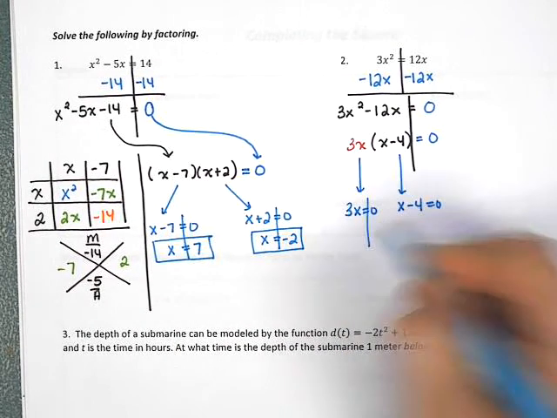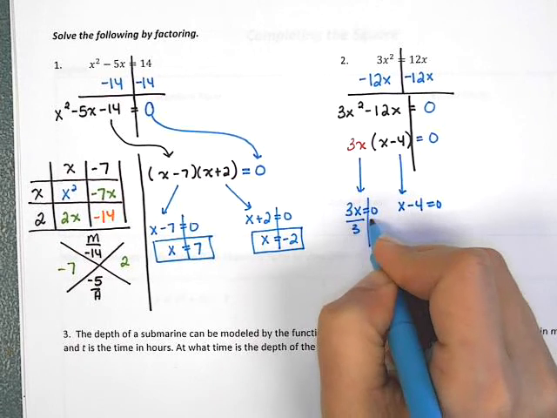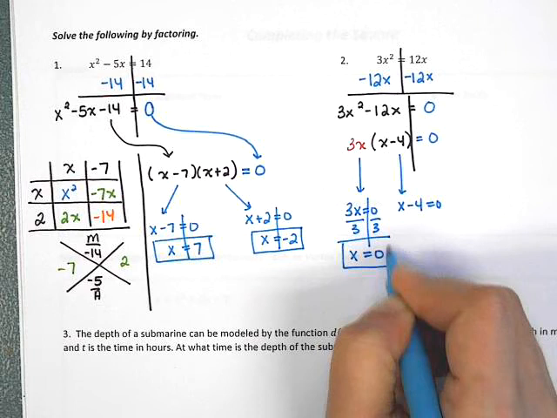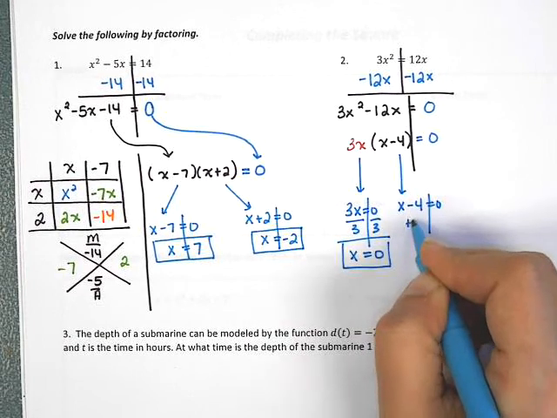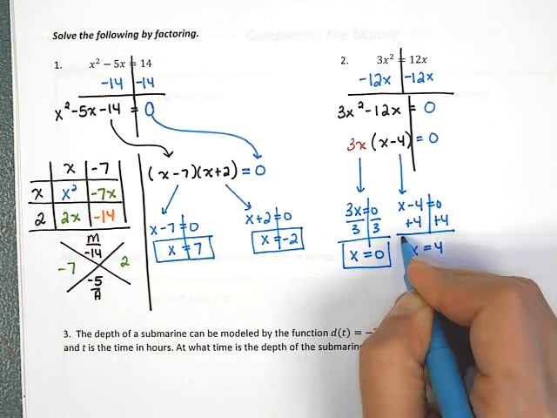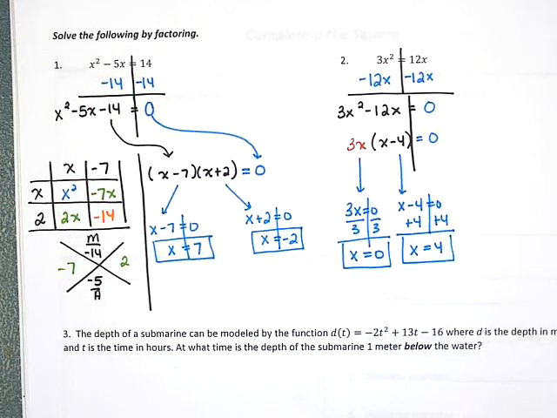If I'm going to solve the first one, I need to divide both sides by 3. So I'm going to get x equals 0 for the first one. And if I'm going to solve the second one, I need to add 4 on both sides, and I'm going to get x equals 4 for the second one.